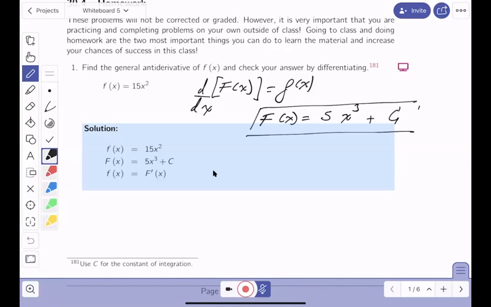But before I commit to the answer, I want to check it. Does the derivative of this thing over here with respect to x equal what we say it should equal? Let's take a look at it. That gives you 15x squared. Derivative of c is 0. And it does work out. And that's, of course, the answer they're giving us over here. All right. That's a general antiderivative. Let's go to the next page.